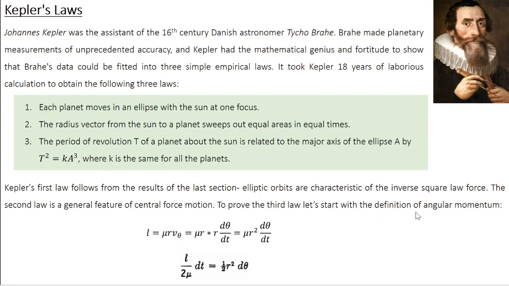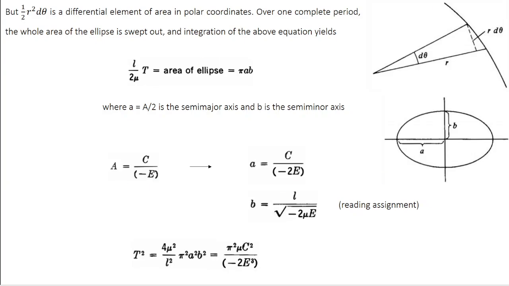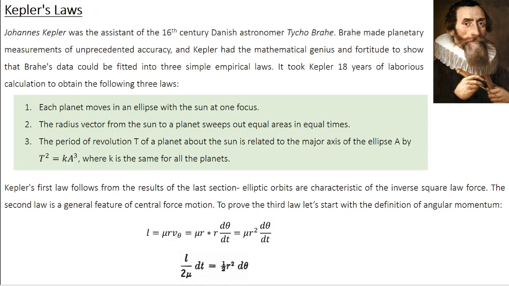So let's start with the definition of angular momentum. We know that L equals mu into r cross v, and if you are taking the polar coordinates, then velocity v has two components. One is the radial component v_r, and second one is the tangential component v theta. r and v_r are parallel, so when you take the cross product, that's going to be 0. And r and v theta are perpendicular, so when you take the cross product, that's going to be a normal product. So the magnitude of angular momentum is l equals mu r v theta.